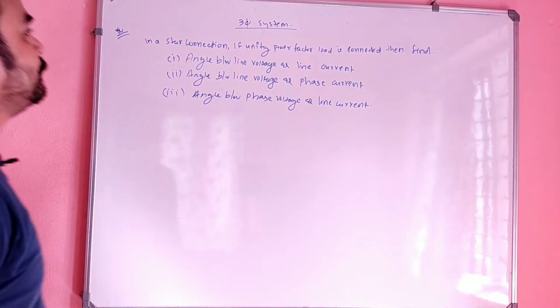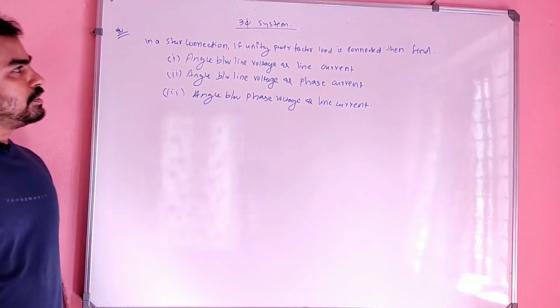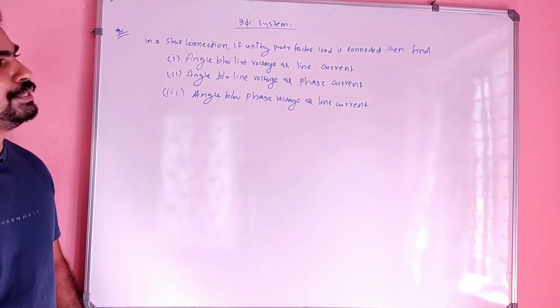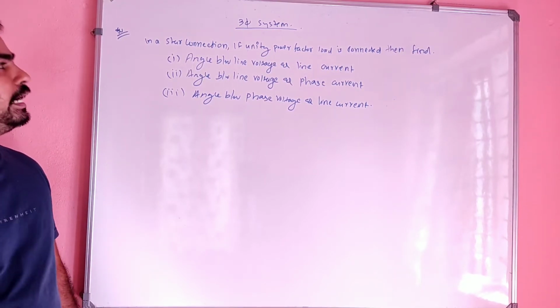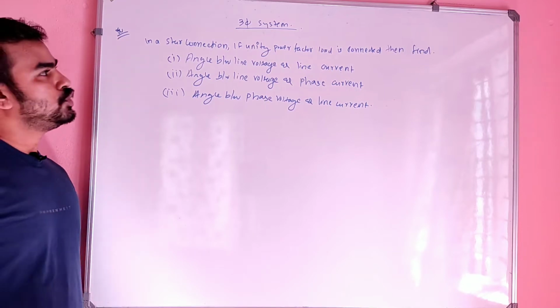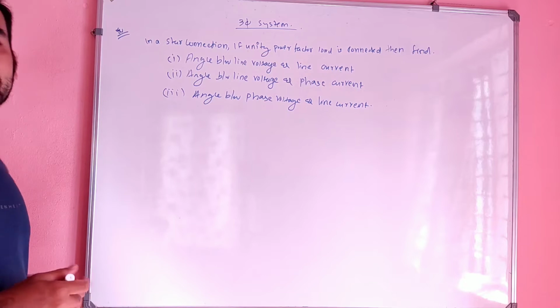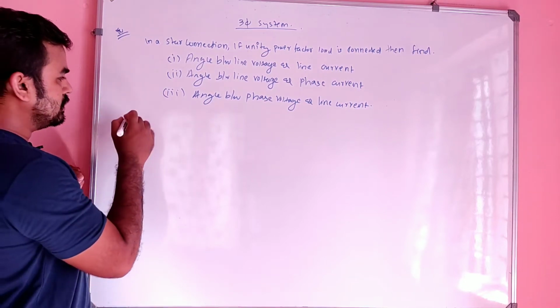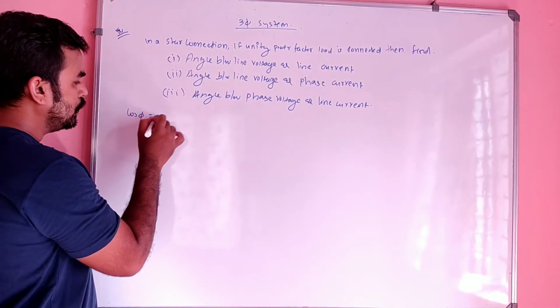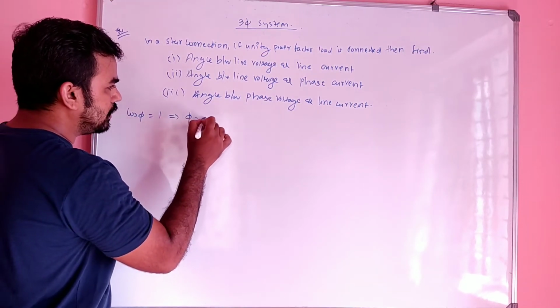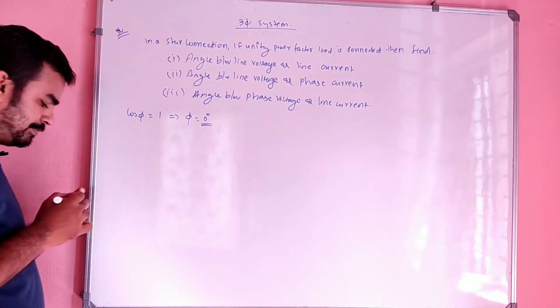Okay. So the question is clear, right? In a star connection, if unity power factor load is connected, then find these angles. So let's focus on the question. Unity power factor load means cos phi equals 1, which implies phi is equal to 0 degree. Very, very important.